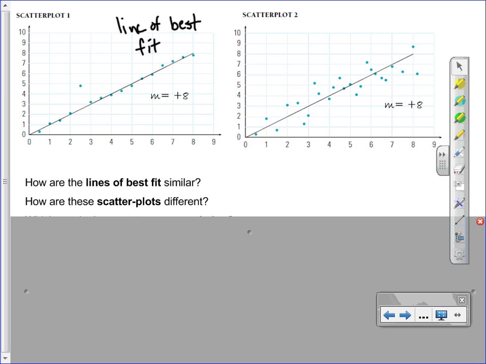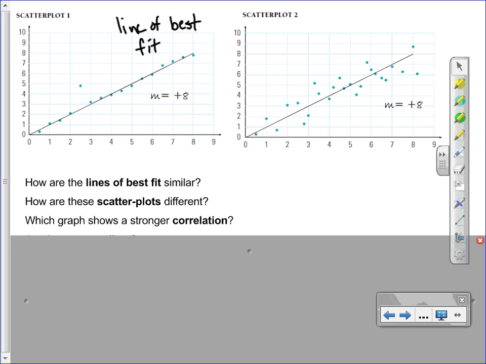Now, how are they different would be a bigger question. If you look at a language that we could use to describe that, you might say these dots are more spread out. There's not as many close to the line of best fit, whereas the one on the left, although they're very close to the line of best fit, there's just one that's off. What is some language we can use to describe that?